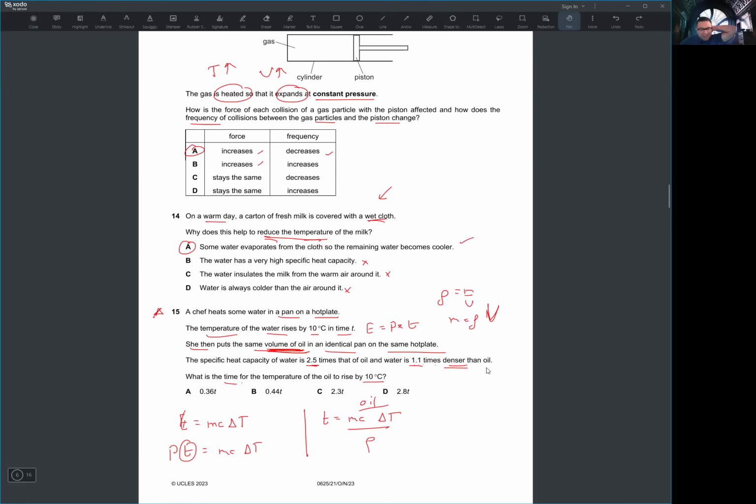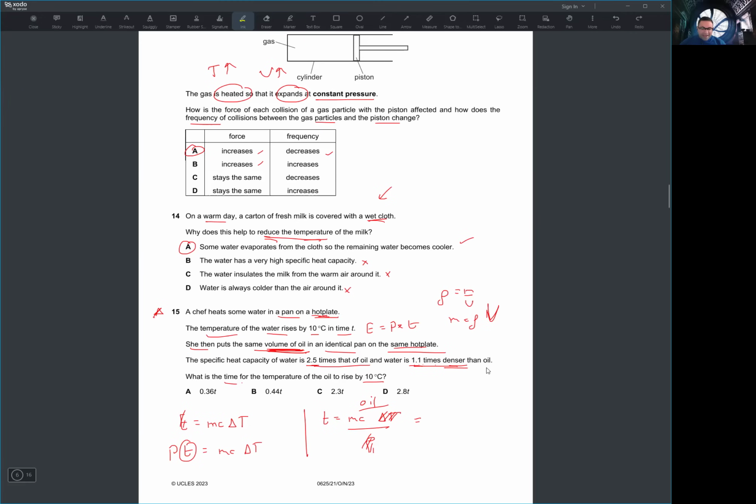He says the specific heat capacity of water is 2.5 times that of the oil. So the oil has 2.5 times less capacity. And the water is 1.1 times more dense than the oil, so the oil is 1.1 times less dense. What is the time for the water to rise the same change in temperature, 10 degrees? So this doesn't matter, and the power doesn't matter, right? Because he is using the same hot plate. So it's M and C.